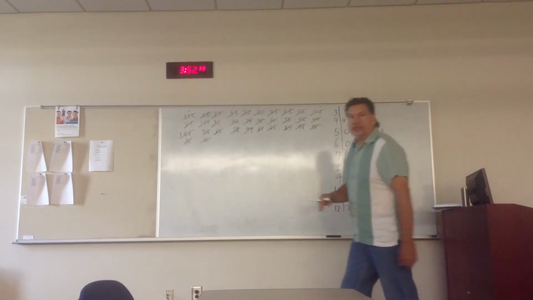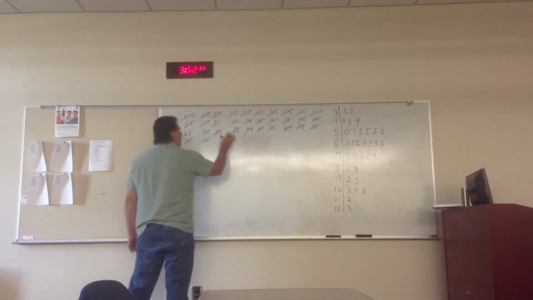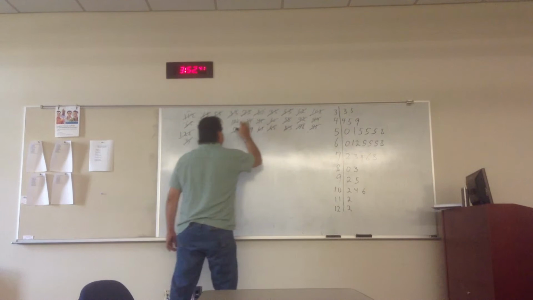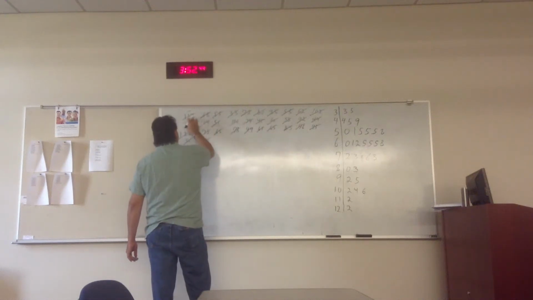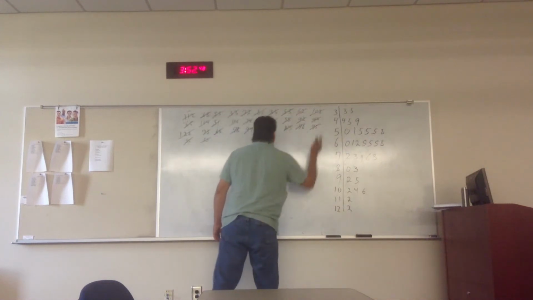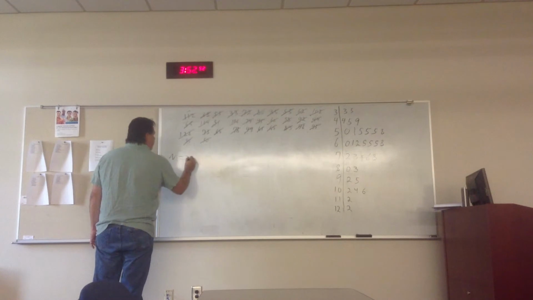One way to make sure is to count the data. So I have 1, 2, 3, 4, 5, 6, 7, 8, 9, 10, 11, 12, 13, 14, 15, 16, 17, 18, 19, 20, 21, 22, 23, 24, 25, 26, 27, 28, 29, 30, 31, and 32. So I will have an N of 32.